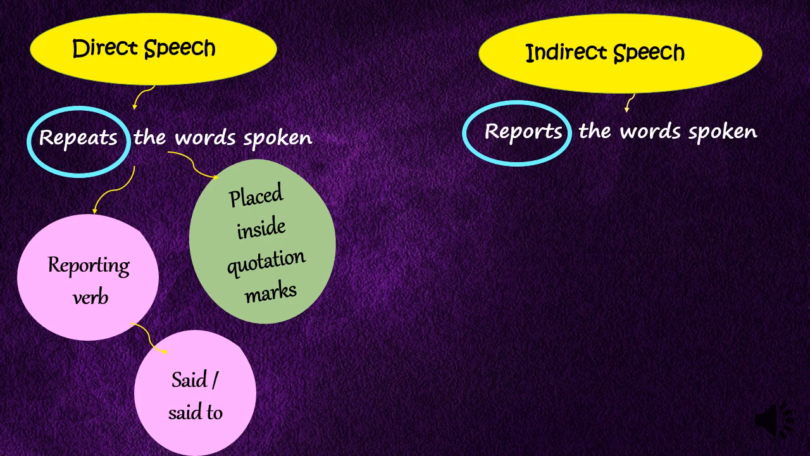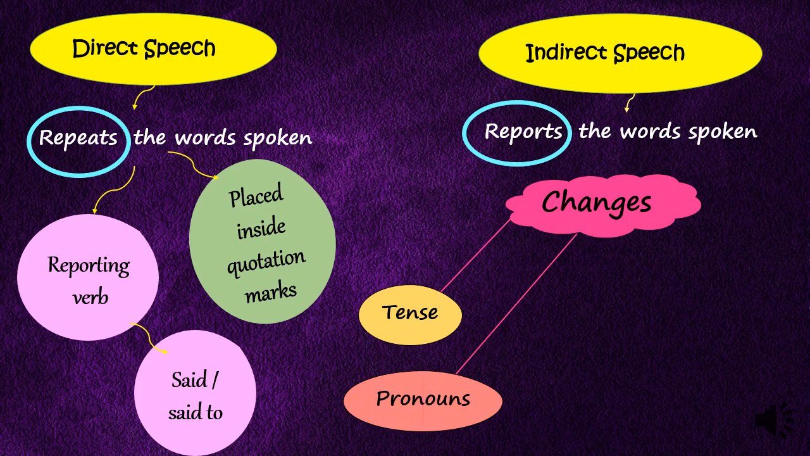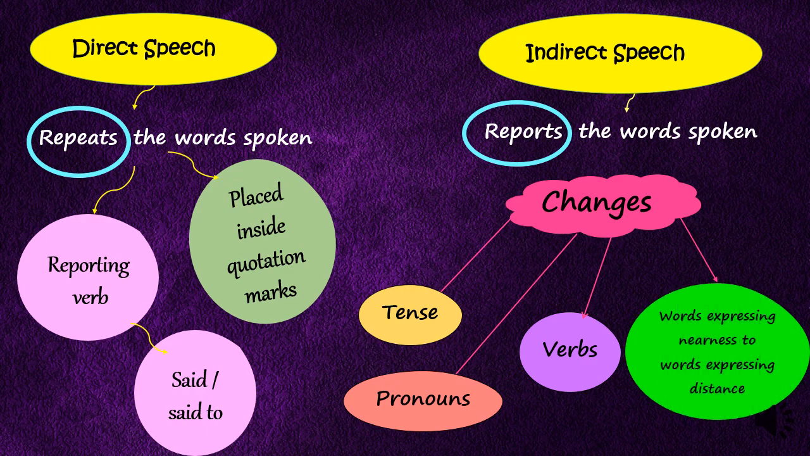Well, now you need to convert a sentence from direct to indirect. How will you do it? There are a few changes that you need to make. First change is a change in tense. Next is the pronoun change. Third, the verb has to be changed. And fourth, the near adverbial has to be changed to a distant adverbial.